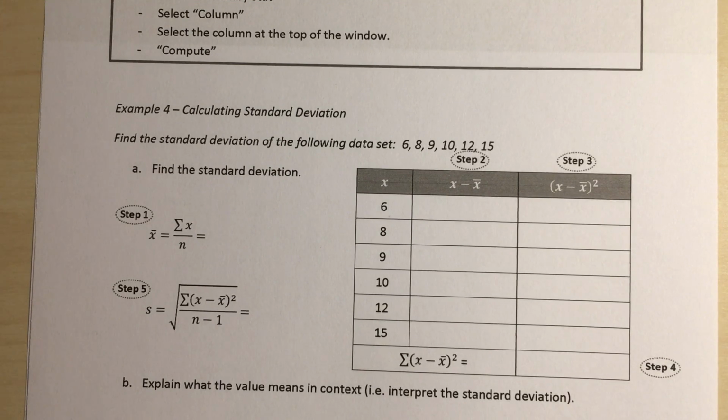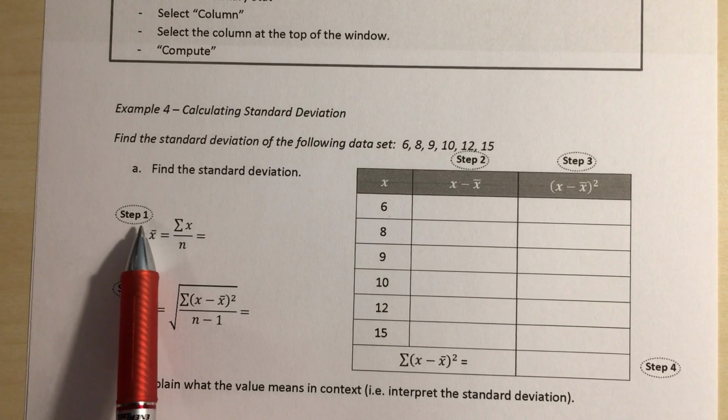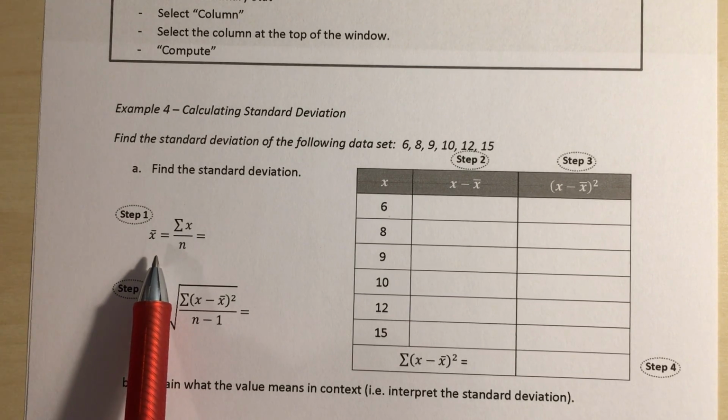So there is a little table here that's set up. This table we're going to use, and it's labeled step by step as far as how we're going to calculate our standard deviation. All right, so in order to find our standard deviation, the first thing we're going to do, next to step 1, is find x bar. We're going to find our mean.